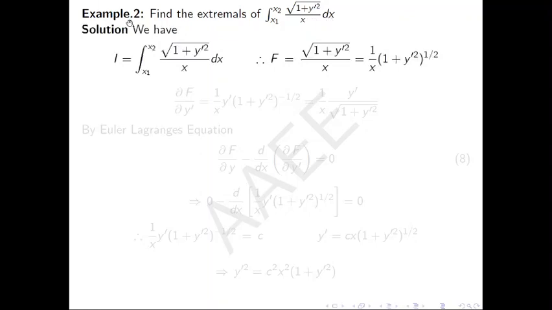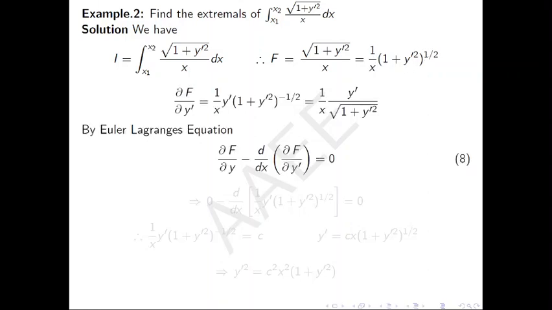Next example: find the extremals of the integral from x1 to x2 of under root of 1 plus y dash square upon x, dx. Solution: the integral we have to extremize, let it be I is equal to the integral from x1 to x2 of under root of 1 plus y dash square upon x dx. Therefore f is equal to under root of 1 plus y dash square upon x, and that is equal to 1 by x times (1 plus y dash square) raised to 1 by 2.